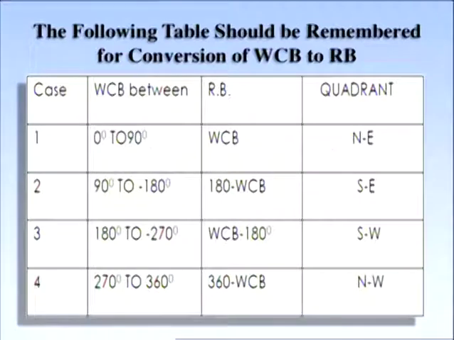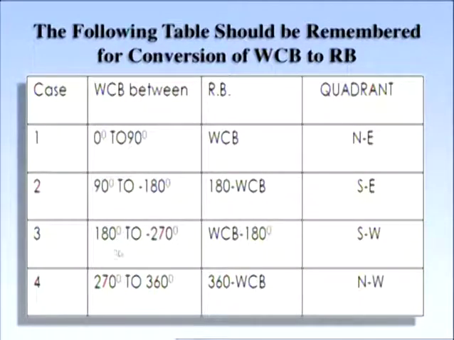So this table provides the conversion from whole circle bearing to reduced bearing, and you have to use this formula. Again I am repeating, suppose it is 0 to 90 degrees, you do not have to modify your value, simply write the same value using the quadrant. If it is in the second quadrant, then the value is subtracted from 180 degrees, and you have to mention your second quadrant, that is southeast.